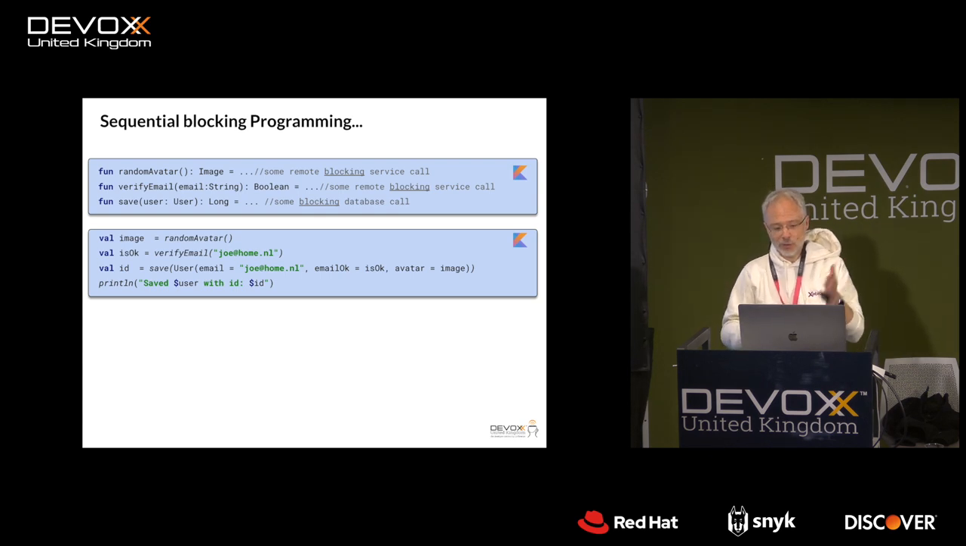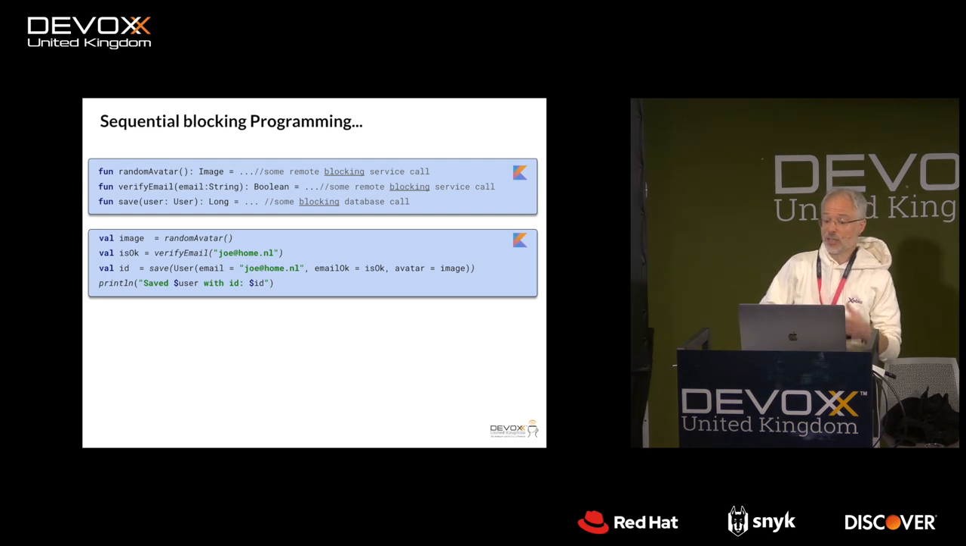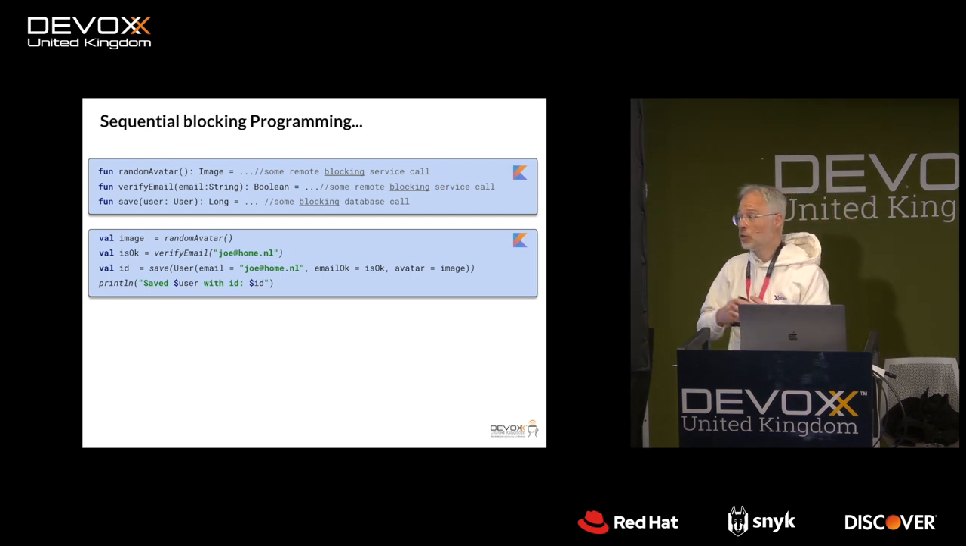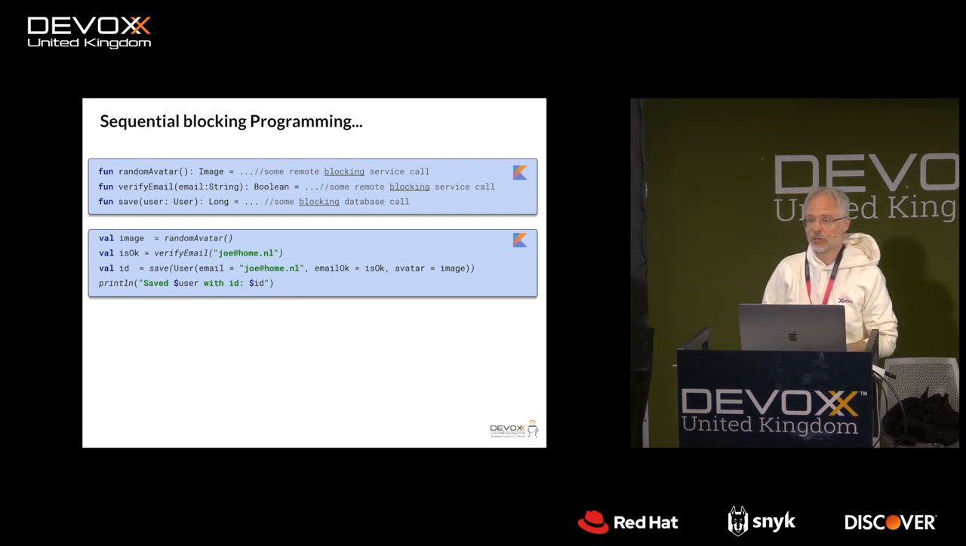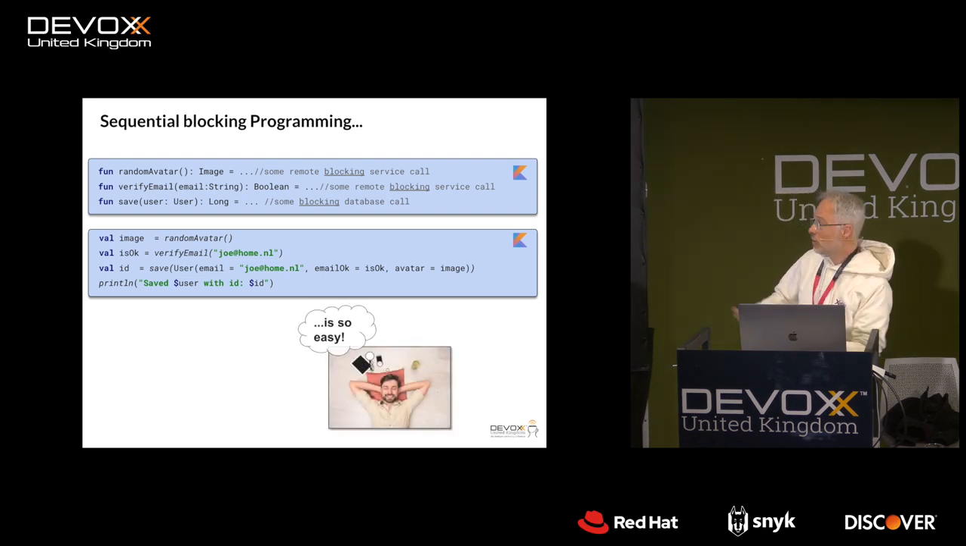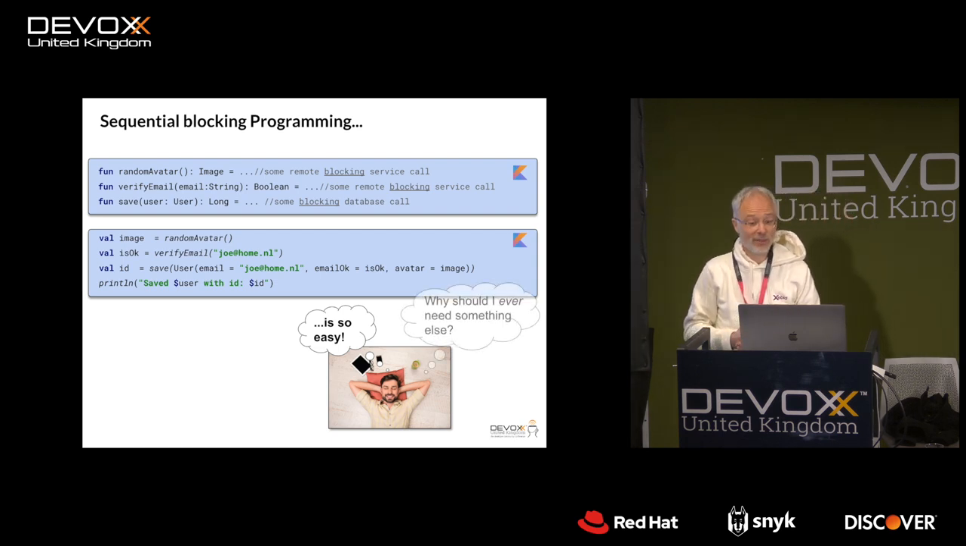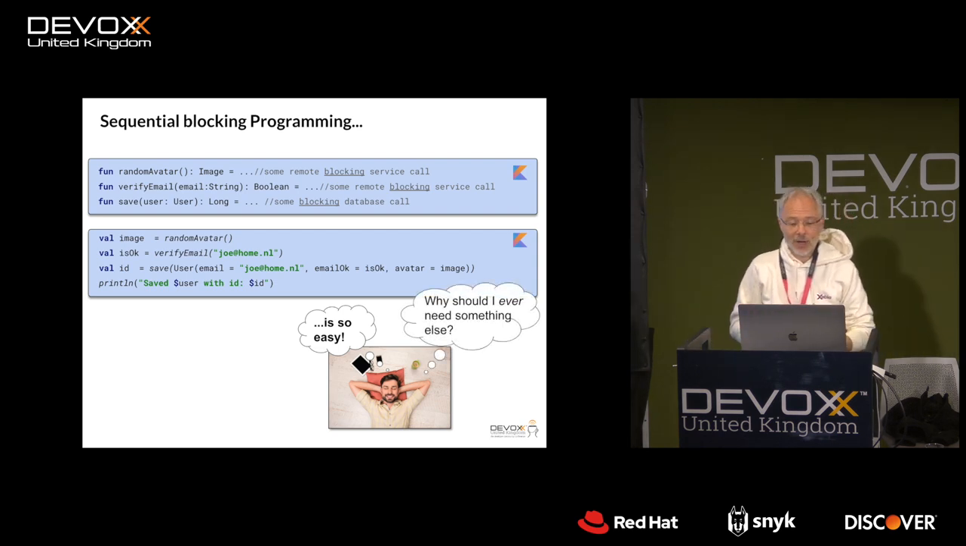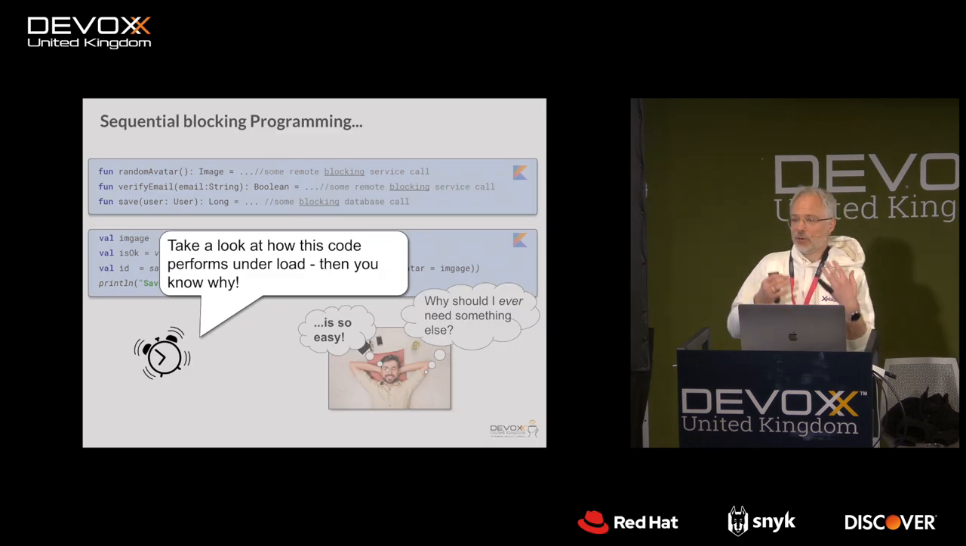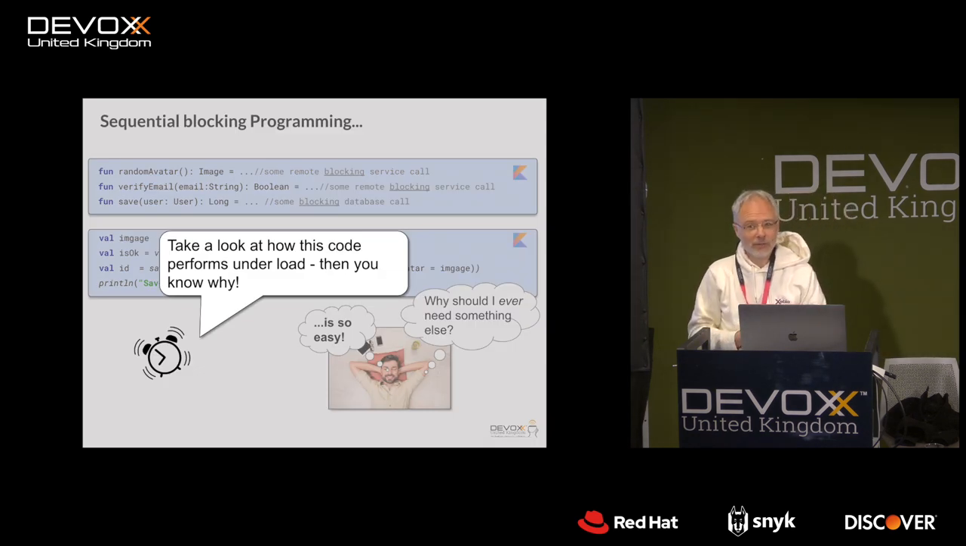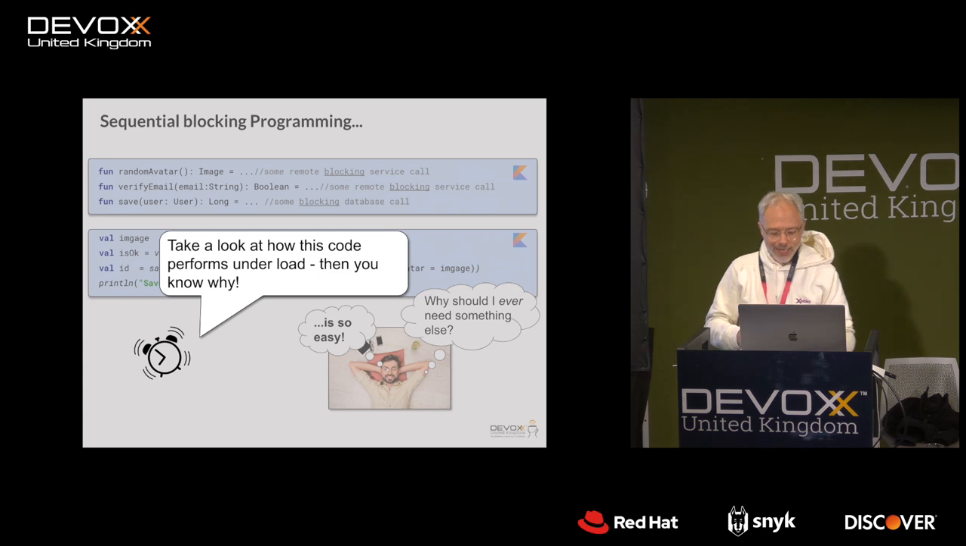It's quite simple. We do two remote REST calls, as you can see here, a random avatar and verify email, and then eventually we save a user in the database, all using blocking calls, so JDBC or, for Spring Boot users, RestTemplate. And if you look at it, you might think, okay, this is so easy, so why should you ever learn something new, right?